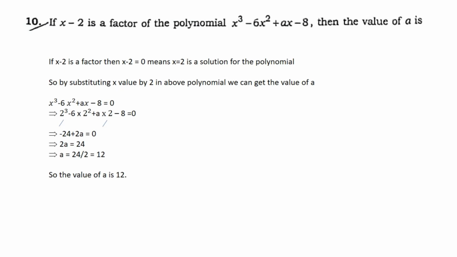if x minus 2 is a factor of the polynomial x cube minus 6x square plus ax minus 8, then the value of a is. So the solution is, if x minus 2 is a factor, then x minus 2 equal to 0, means x equal to 2 is a zero of the polynomial. So substitute the x value by 2 in the above polynomial, so you can get the value of a. So x cube minus 6x square plus ax minus 8 equal to 0 is the polynomial, and we have the zero as x equal to 2. So by substituting 2, we get the value of a as 12.